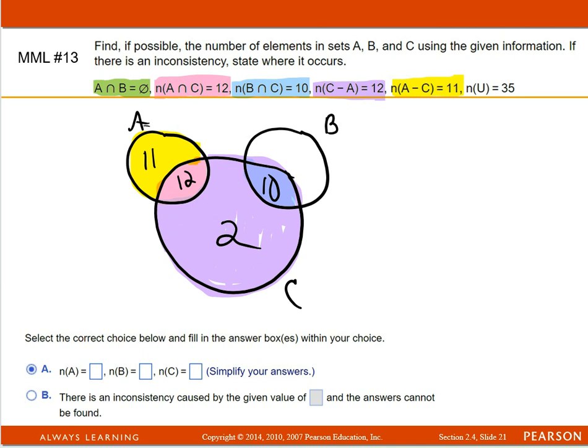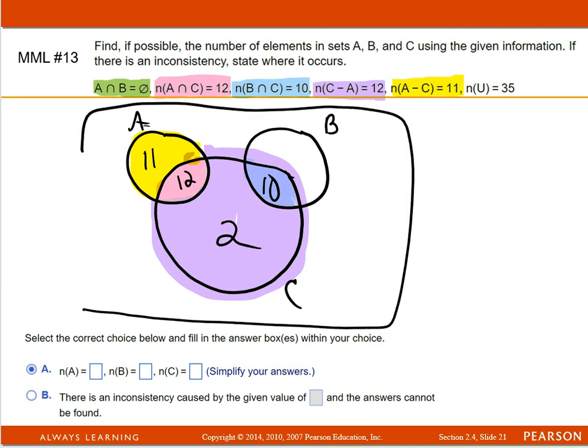blue area. So all of this right here, and then over here, you can't have any of A in there. That's supposed to be a total of 12. And then the only other piece of information that they give me is they tell me what the universal set is. The universal set has to be 35.